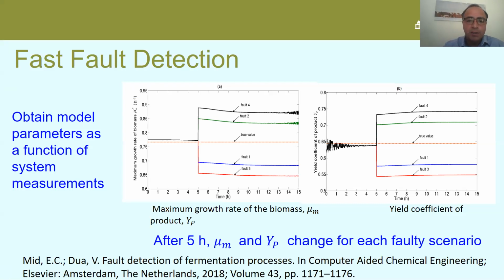So what you see here is that as the time passes, we can detect a fault which occurred at 5 hours. And this was detected by monitoring the model parameters, which I mentioned in the previous slide, mu m and Yp. So this is the nominal or the true value of mu m, and this is the nominal or the true value of Yp. But as soon as the fault occurs, these values change, and we are able to detect that very quickly.